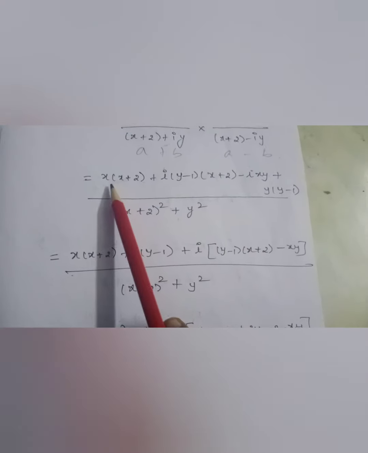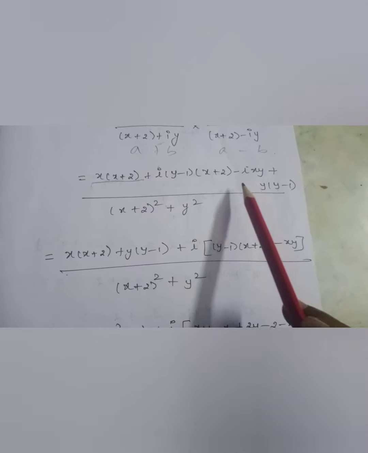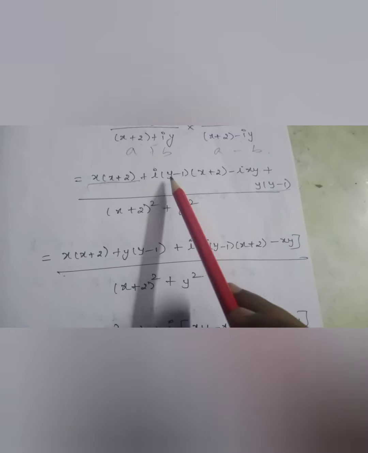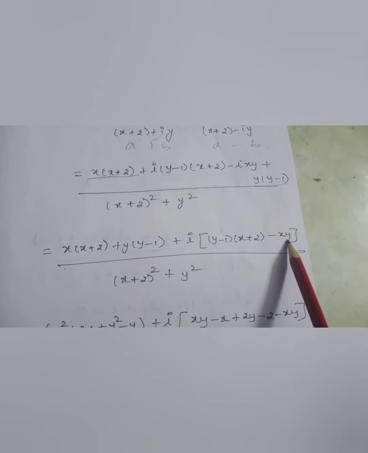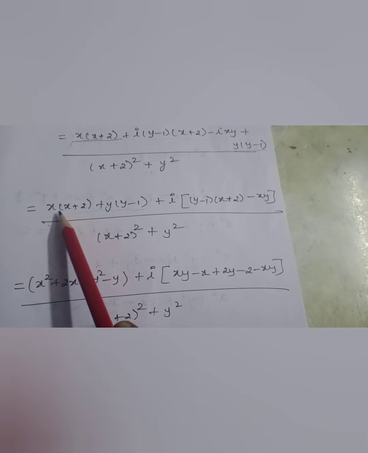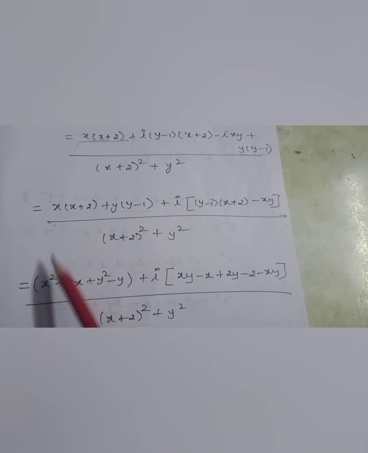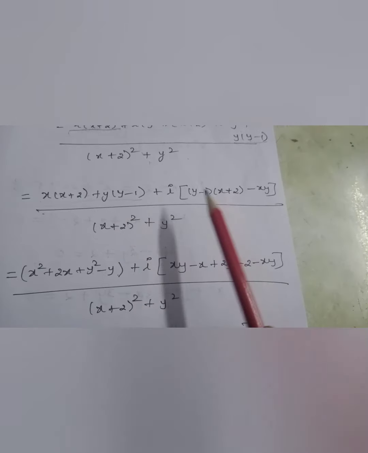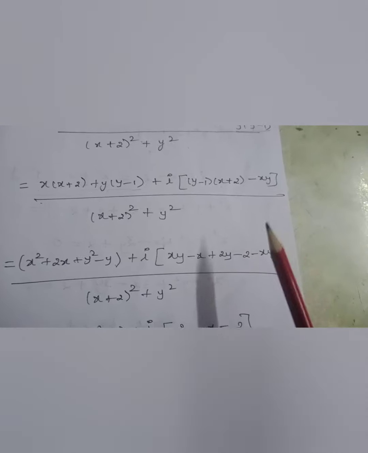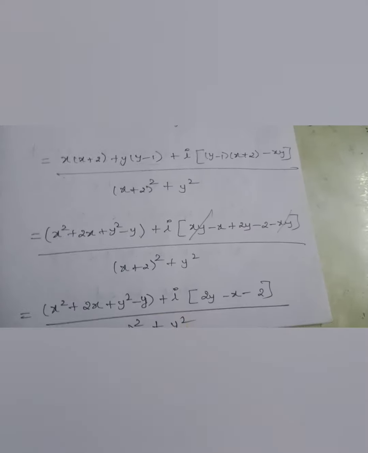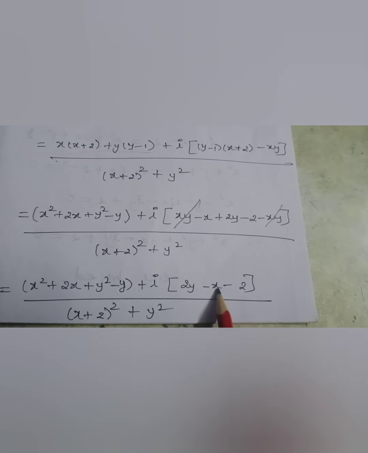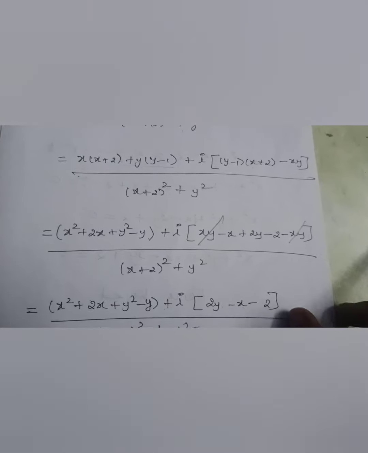Now we'll multiply everything. First we'll group it. What are the real parts here? x into x plus 2 is a real part, y into y minus 1 is a real part. So I have written them together, plus i into y minus 1 times x plus 2 minus xy. Now I'll multiply them. x into x square, 2x, y square minus y. And here it will be xy minus x plus 2y minus 2 minus xy. Obviously xy and xy will get cancelled. So we are getting x square plus 2x plus y square minus y plus i into 2y minus x minus 2 divided by x plus 2 the whole square plus y square.